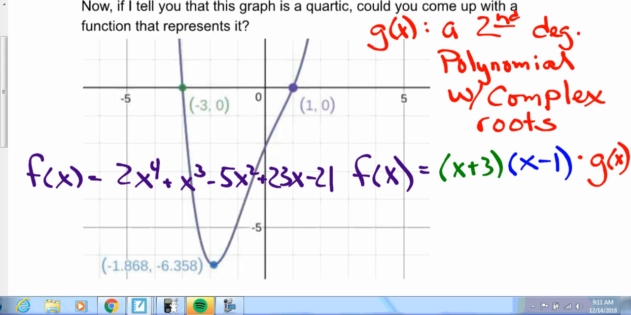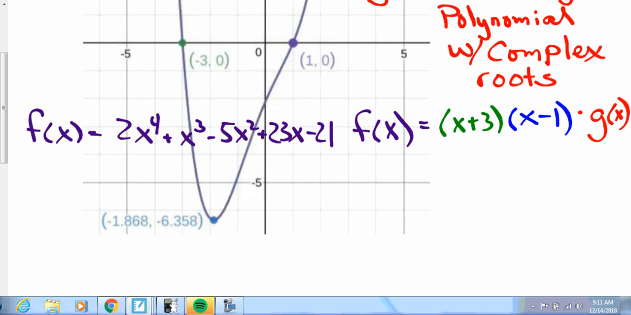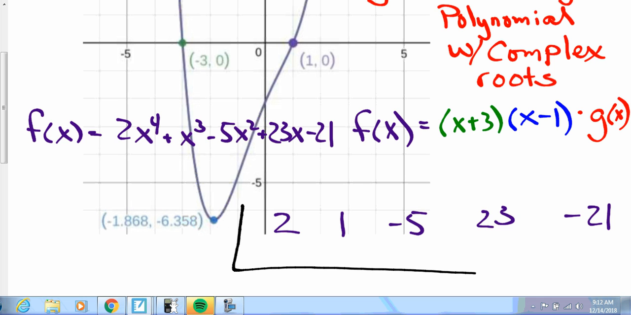How would I do that? Can I factor this hot garbage? Nice and loud. Synthetic division. I love it. I love it. Why are you guys afraid of synthetic division? How do I do it? 2, 1, -5, 23, -21, right? And then I do my bizarro bar.